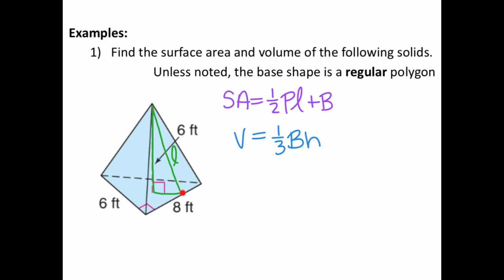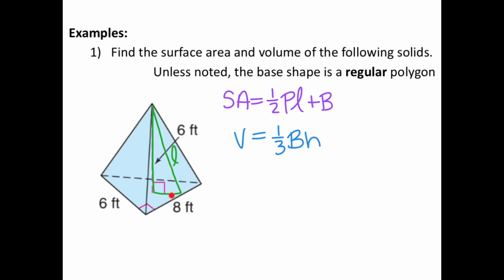I don't have that value, and I could find it if I had enough other given information. I could find the slant height because I know that the height, so this side of the right triangle here, is 6. The problem is I don't know what this value is, and I can't find it because it's not a regular triangle.